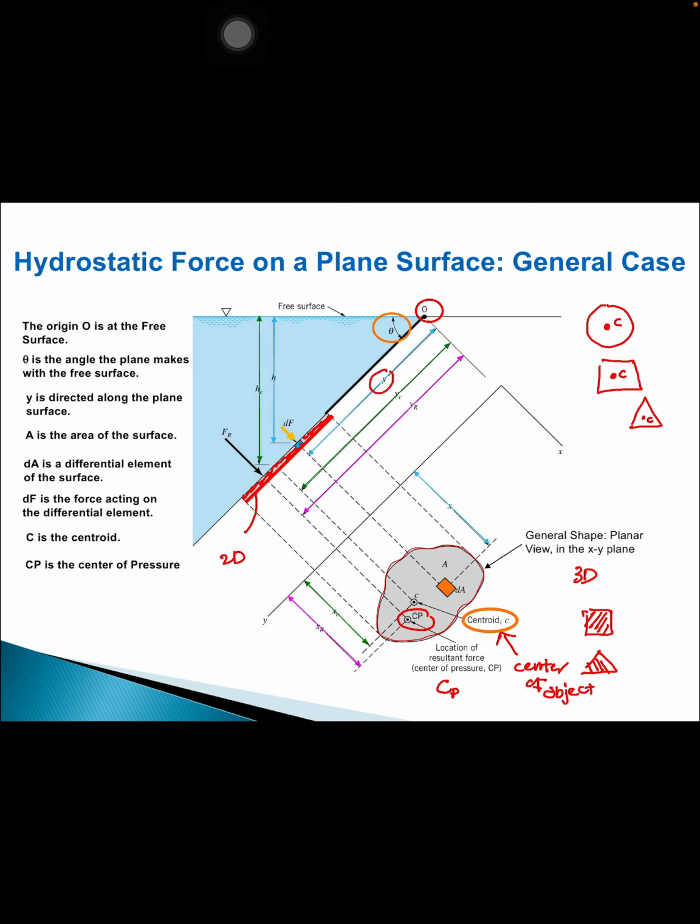So CP and centroid are different. The centroid is the center of the object. CP is the center of the pressure, so it means where the pressure is located or acts. Okay, FR is the resultant force. This is your resultant force. The resultant force will act on the CP, so the resultant force is related to the CP. Okay, so this is your resultant force, pressure, location.